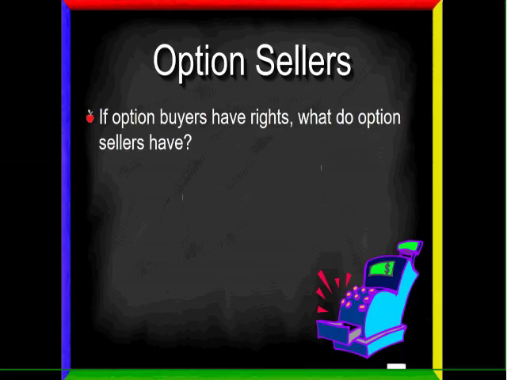So everything is always in pairs. So with the options, if the buyer has a right, the seller has an obligation. Exactly right, Samuel, an obligation. So sometimes people wonder how the market works. If I want to exercise my call, how do I know the seller's not going to say, well, I'm going to exercise my right and not sell them to you? It's because they don't have a right. They have an obligation. Okay?